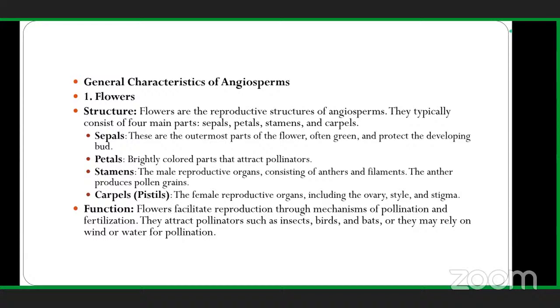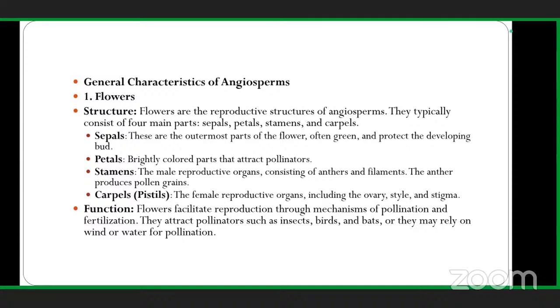Next is the stamen, the male reproductive organ consisting of anther and filament. The anther produces pollen grains. We can also refer to the stamen as androecium. Androecium is also referred to as stamen, the male reproductive part. It consists of anther and filament, and the anther will produce the pollen grains.